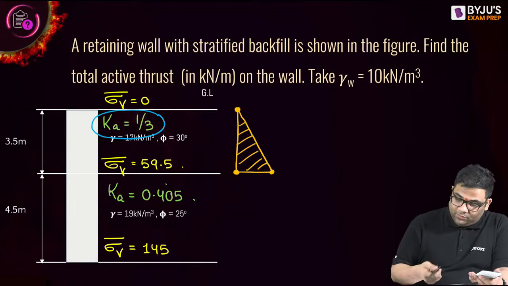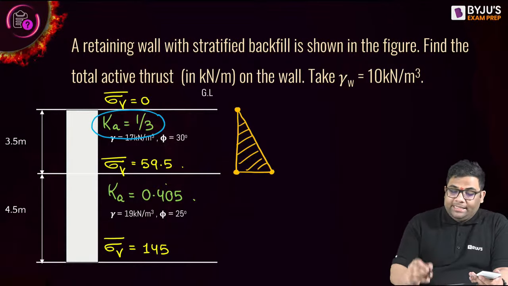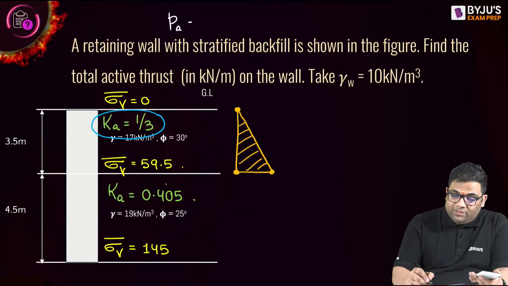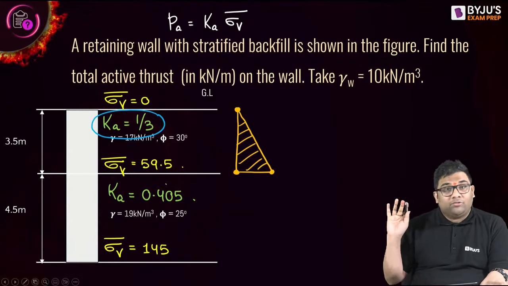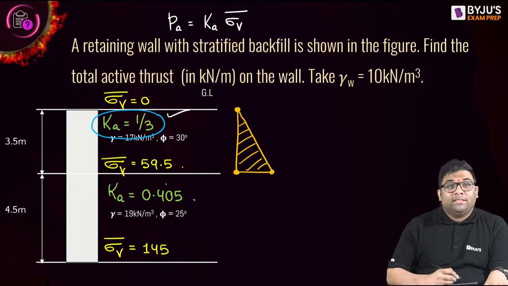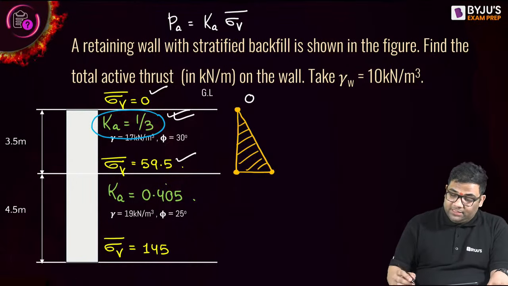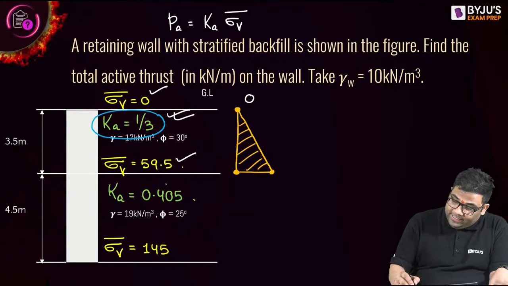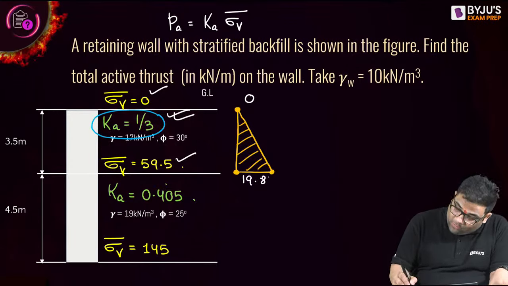Very easy. The earth pressure equation is simply KA into vertical stress. KA is this, vertical stress is this, so zero at the top, and here I am getting 19.83. So this is for the top soil.